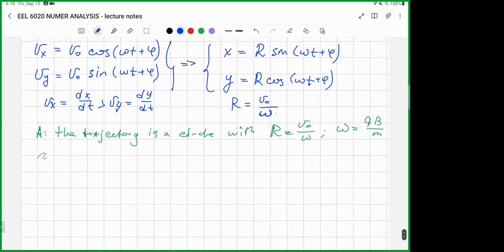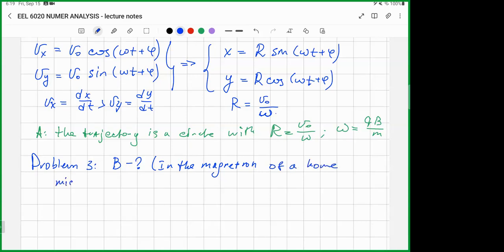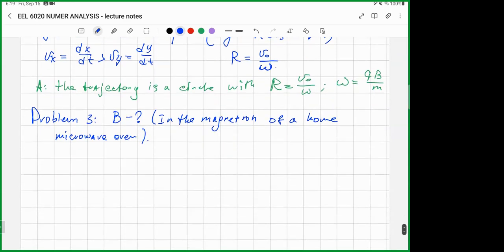For example, let's consider another problem. Problem three. Let's find the magnetic field in the magnetron of a home microwave oven. In the home microwave oven.